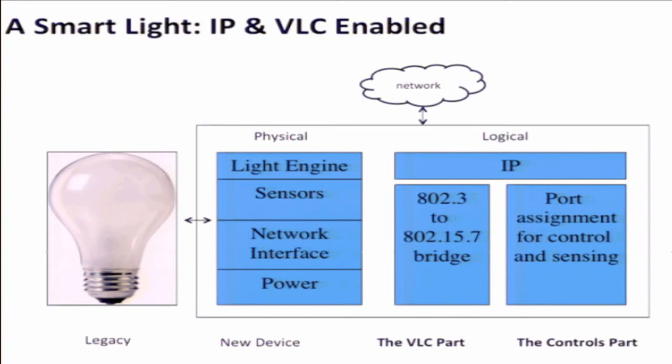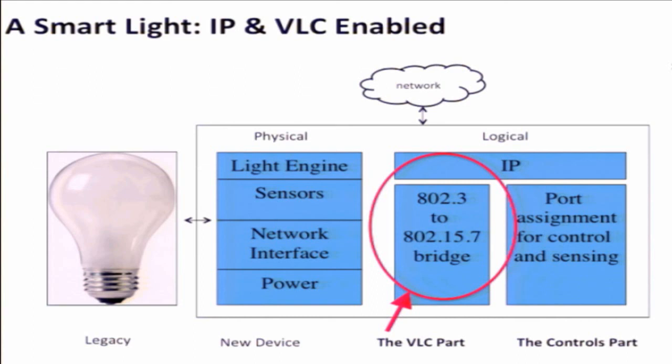So our smart light then becomes something like this, where we've got our legacy bulb and our new device has a light engine. The physical manifestation is a light engine. It has some sensors. It's got a network interface. It might be wired. And it's got power. Power could be PoE. And then logically, it's really got two components. It's got a VLC part that's going to provide a channel for delivering optical wireless communications.